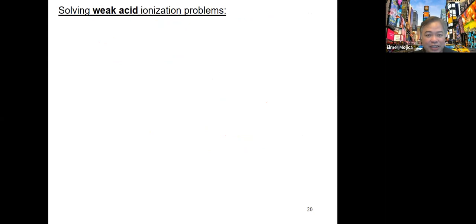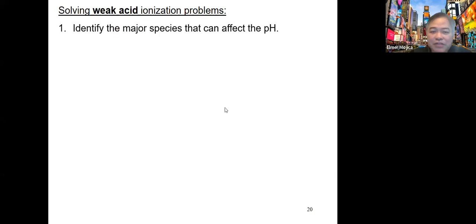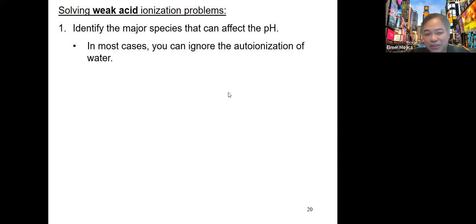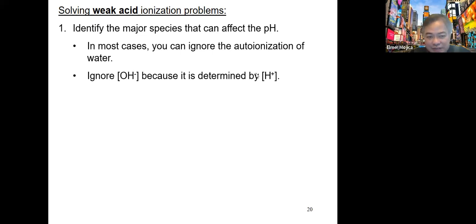So the guide that you have, if you're solving a weak acid ionization problem or even a weak base ionization problem, you have to identify the major species that can affect pH. So it's either what? An H plus or, if it's a base, an OH minus. And then in most cases, you ignore the auto-ionization of water because the H plus will come from the weak acid or the weak base. So you ignore the OH because it is determined by H plus.